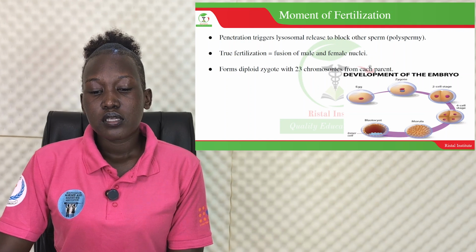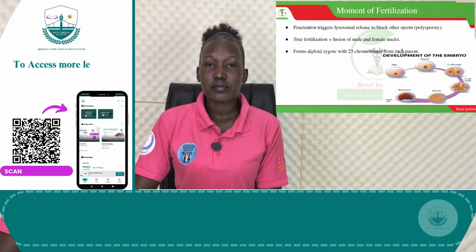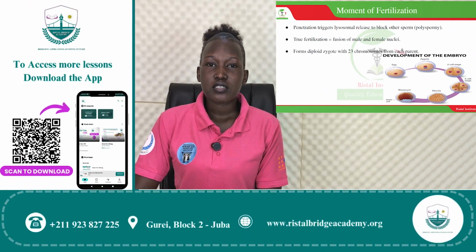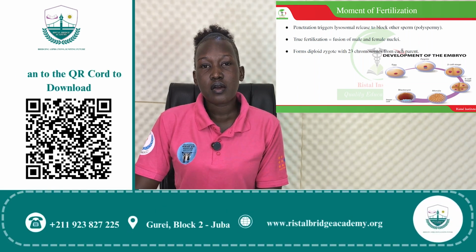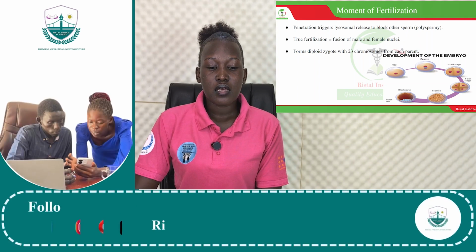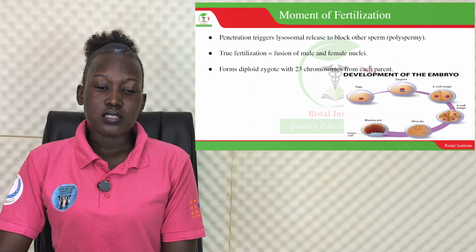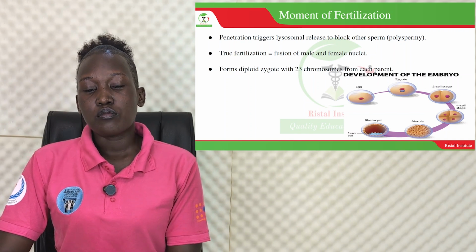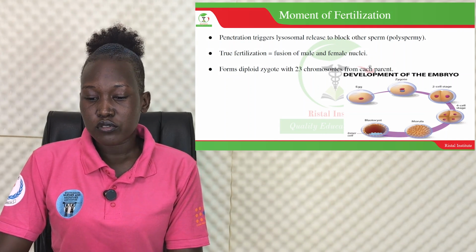that is the female nuclei and the male nuclei, that's when we say fertilization has taken place. And when fertilization takes place, the second mitotic division becomes complete, and then we shall have formation of the diploid zygote with 23 chromosomes from each partner, giving us 46 chromosomes.